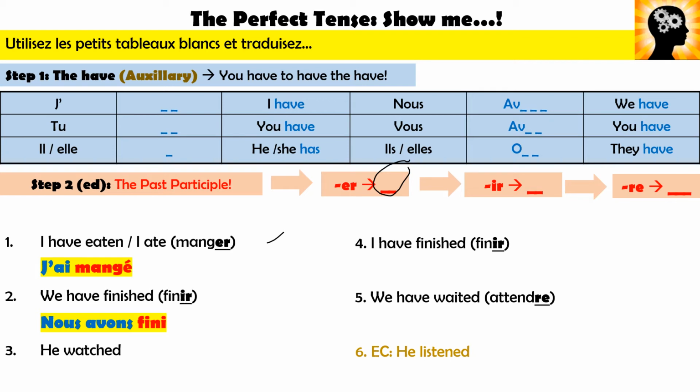What I want you to do now is put me on pause. 3, 4, 5 and our extra challenge number 6. Can you change them? So number 3 is a bit of a trick question. It says he watched. What you have to have. See if you can put 3, 4, 5 and then have a go at the extra challenge number 6. See if you can follow our 2 steps and put this into French. Put me on pause and see what you can do.